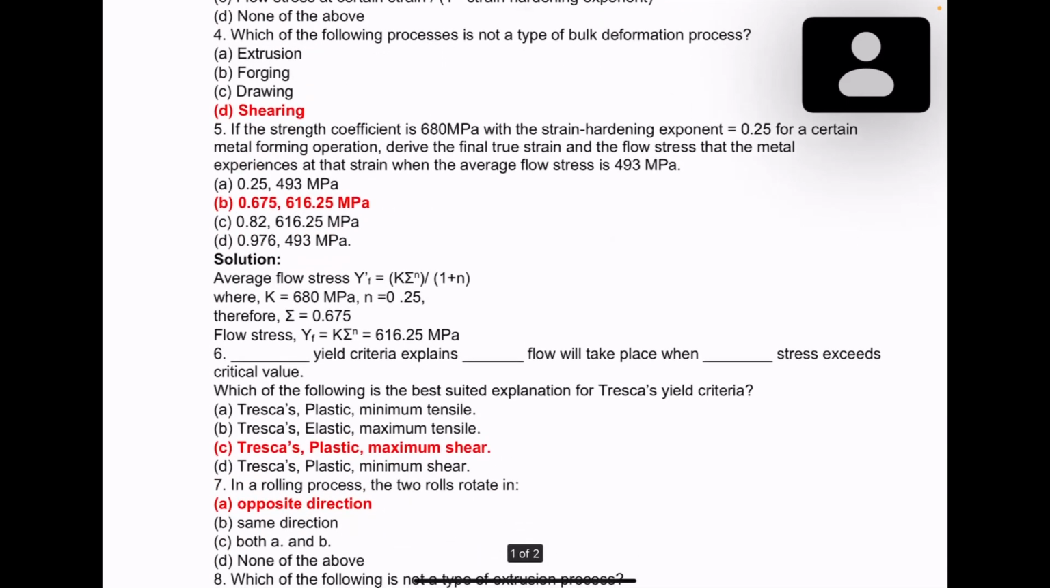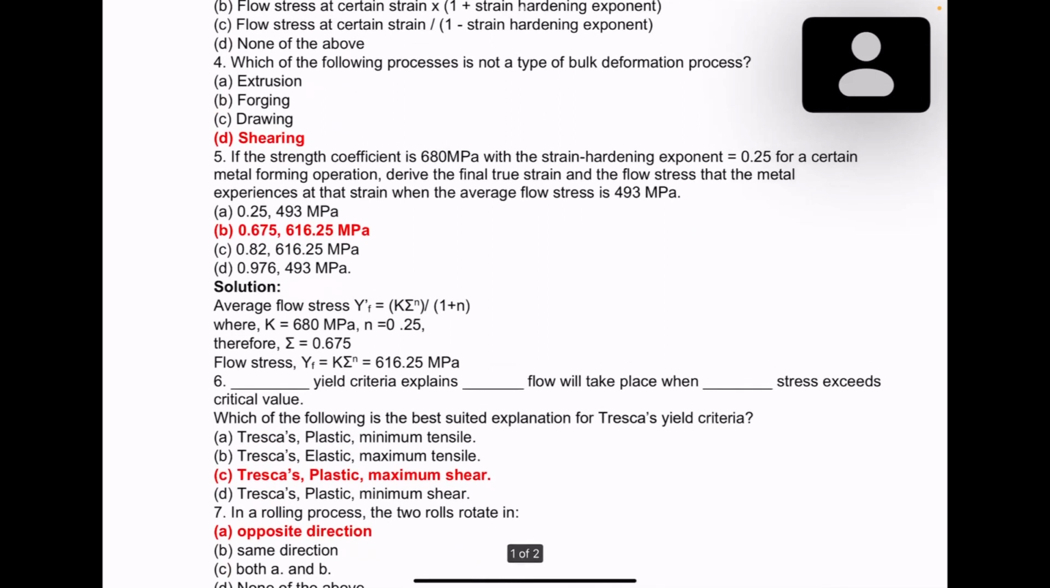Then the fifth question asked, if the strength coefficient is 680 megapascal, and the strain hardening exponent is given as 0.25 for a certain metal forming operation, you have to derive the final true strain and the flow stress that the metal experiences at that strain, and the average flow stress is 493.